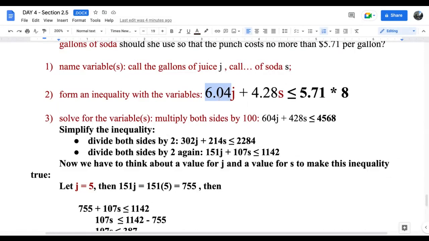We see decimal places are two places. So let's multiply by 100. So each term, there will be three terms: 1, 2, 3. So three terms, all multiplied by 100. The first term, 6.04 multiplied by 100 becomes 604J. 4.28S multiplied by 100 becomes 428S. Then this one multiplied by 100 becomes 4,568.